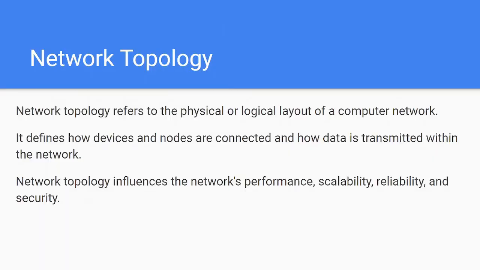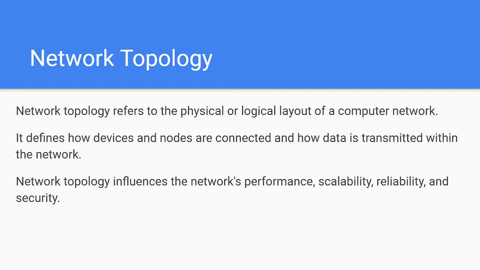We have the network topology. So what exactly is network topology? Network topology refers to the physical or logical layout of a computer network. So network topology is how computer devices, how cables, how the nodes, we talked about nodes in one of our classes, how the endpoints, the intermediate devices, how all these things are physically connected or logically connected. You understand?